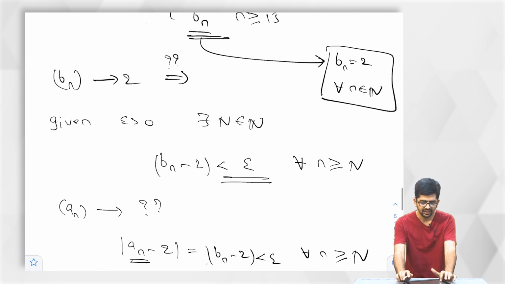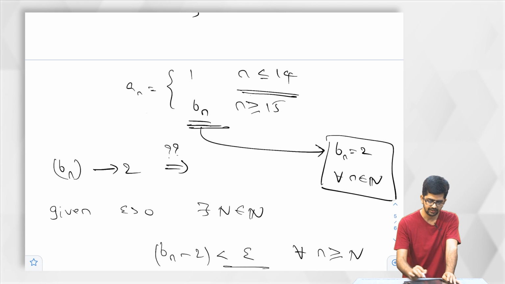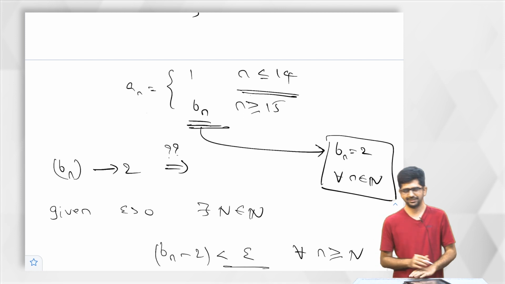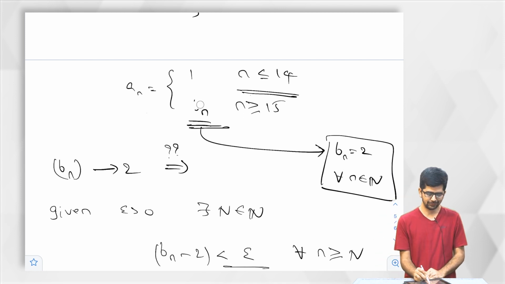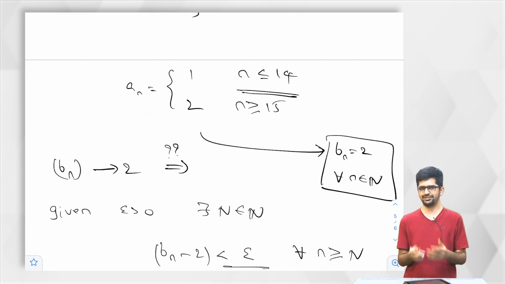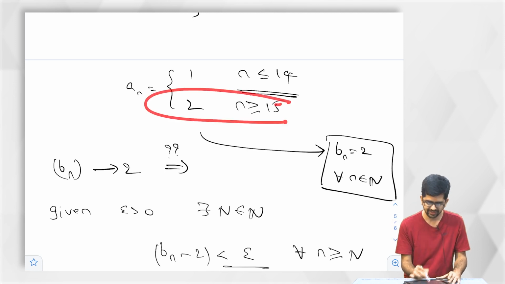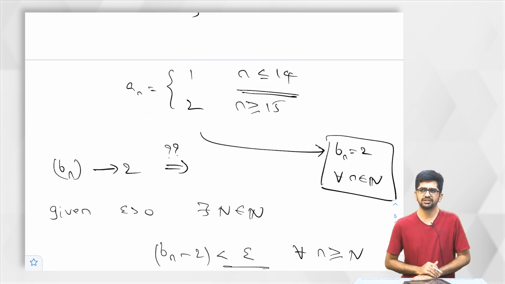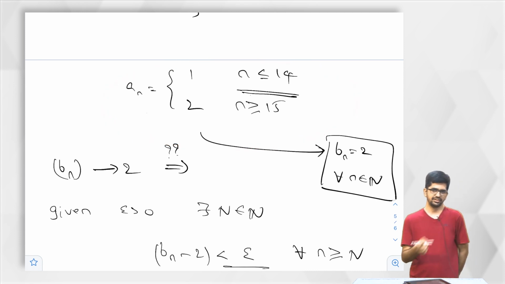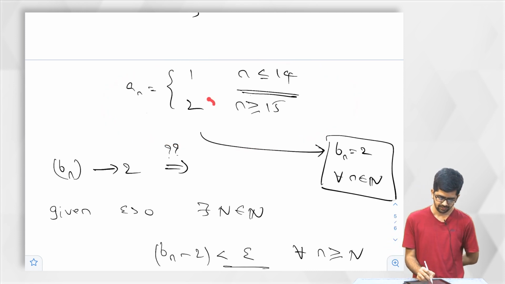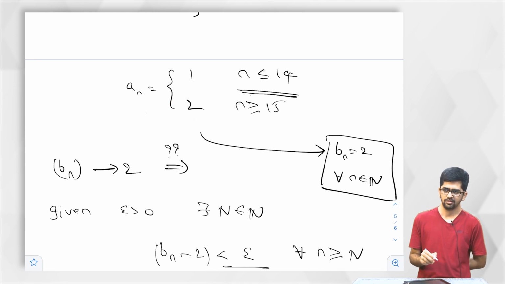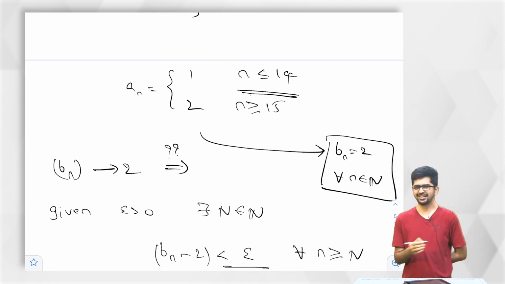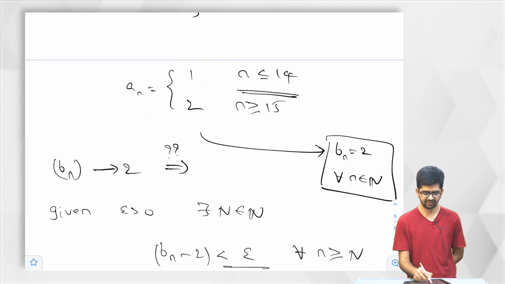So what did you observe here? If I take a sequence An to be a not fair enough sequence, which means it takes 2 for every n greater than 15 and it takes 1 for every n less than 14. So what do we need to observe here? This sequence is convergent. It converges to the point 2. This 1 became irrelevant after a certain stage and this sequence converges to 2.